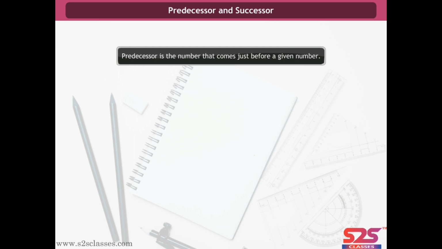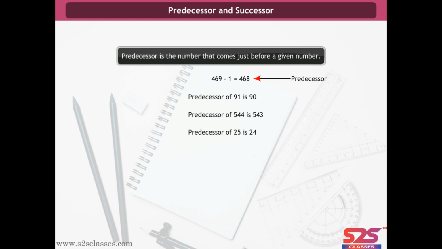For example, the previous number to 469 will be 469 minus 1, that is 468. We say that 468 is the predecessor of 469. In the same manner, predecessor of 91 is 90. Predecessor of 544 is 543. Predecessor of 25 is 24. Predecessor of 82 is 81.